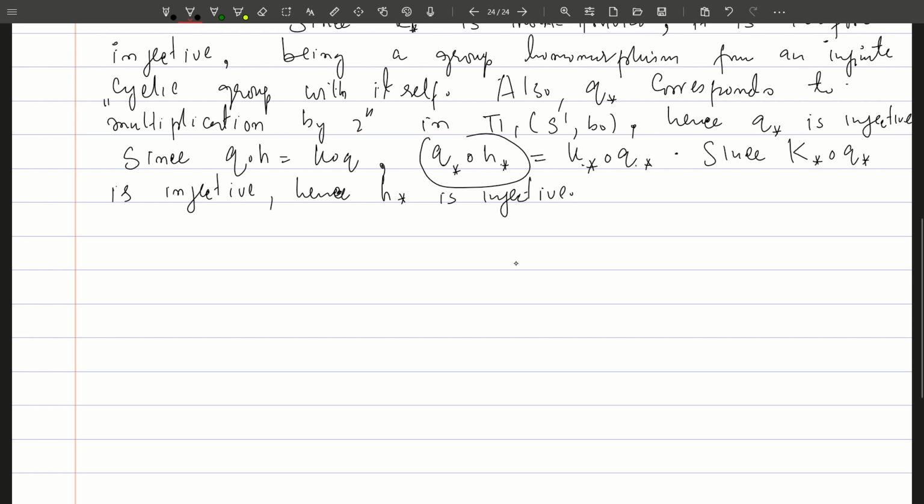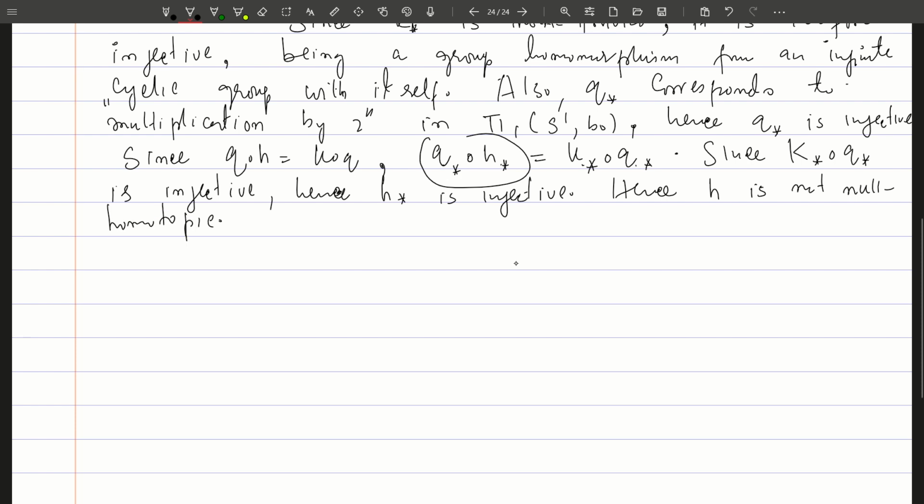Now H star being injective means H cannot be null homotopic. For if H is null homotopic, then the map induced by H, H star, will be the trivial map. So hence H is not null homotopic.